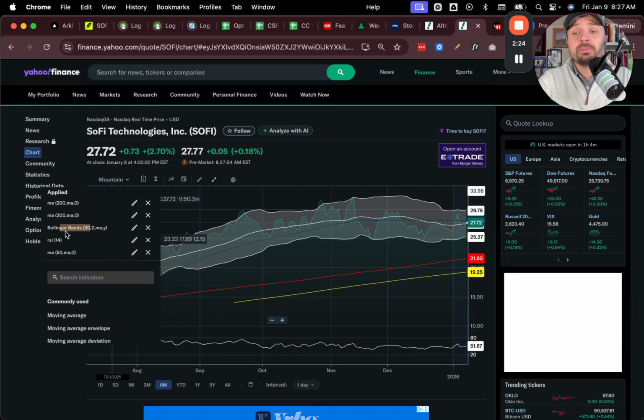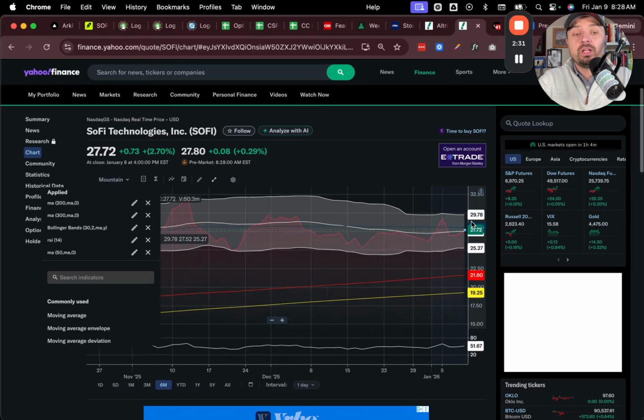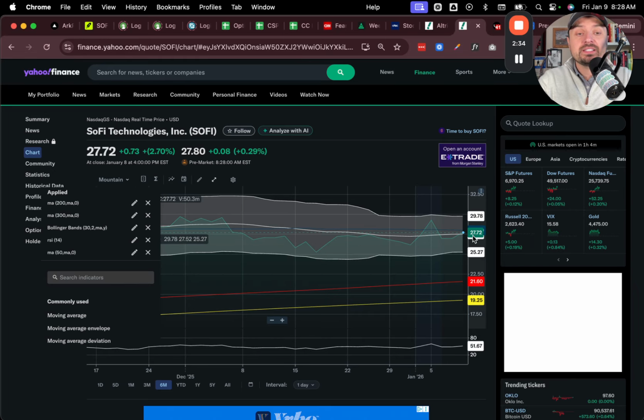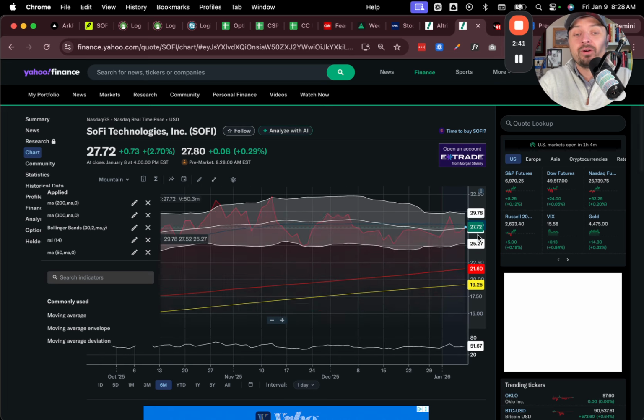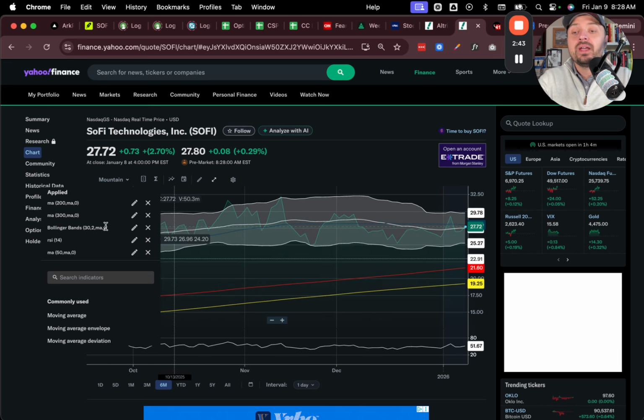I have my Bollinger Bands as well. I have the value set to 30, and that gives me my 30-day moving average in the middle of my Bollinger Band here. And you can see SoFi in this example is trading right at its middle Bollinger Band, 30-day moving average. It's trading right at its 50-day moving average as well. And so those are really the moving averages that I'm always seeing on my charts: 30-day, 50-day, 200 and 300, okay? I'm not necessarily always needing them all, but they're always good information to look at.